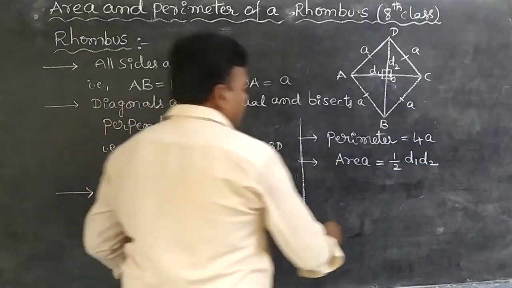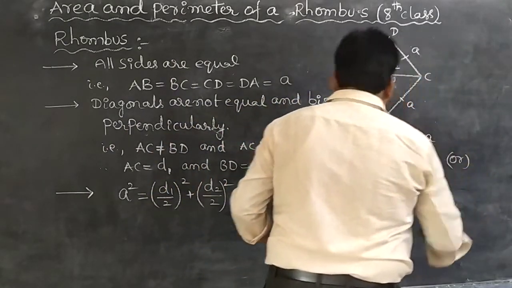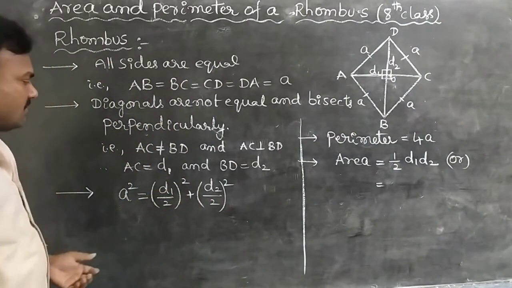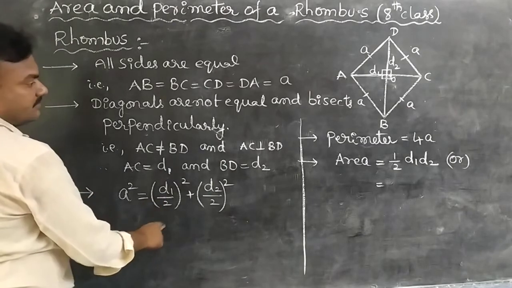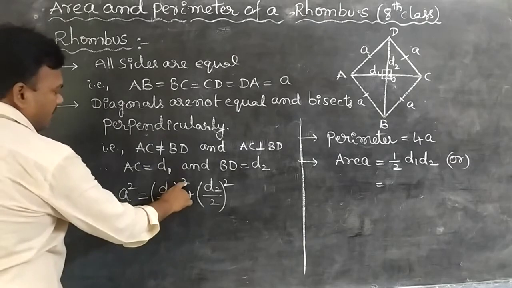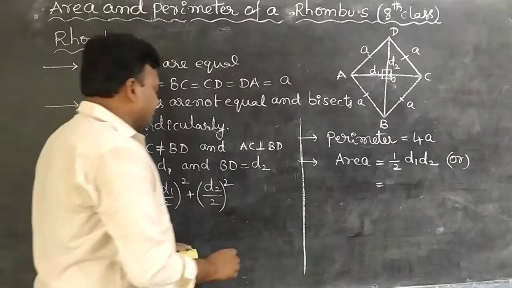Okay, students. Here observe carefully, another way of expression. By using this formula, first derive the D1 formula, students. How is it? Observe carefully here. D2 transferred to the left side, so D1 by 2 whole square, isn't it? Observe carefully once.